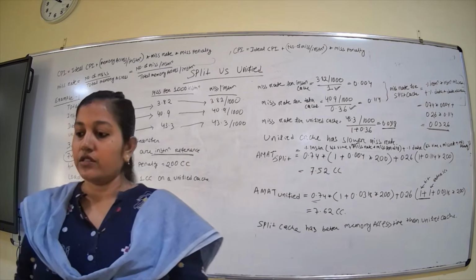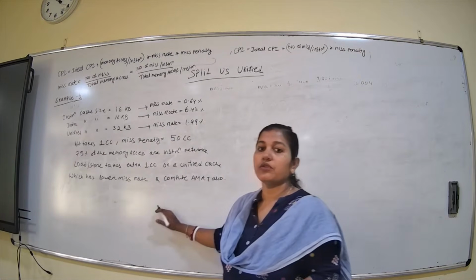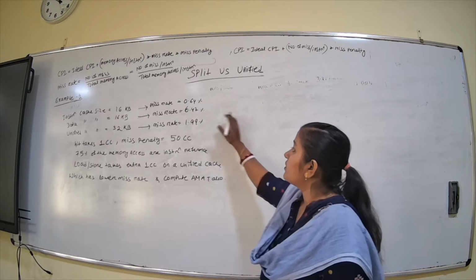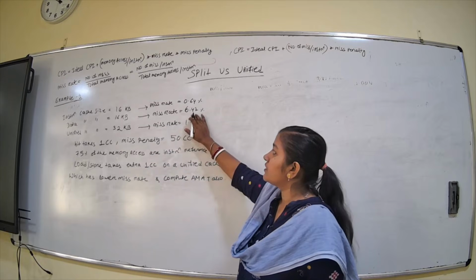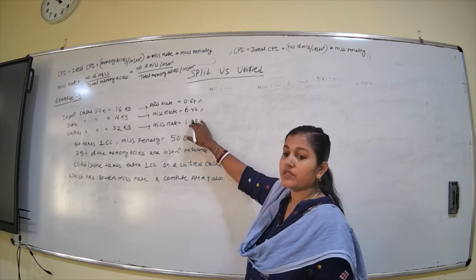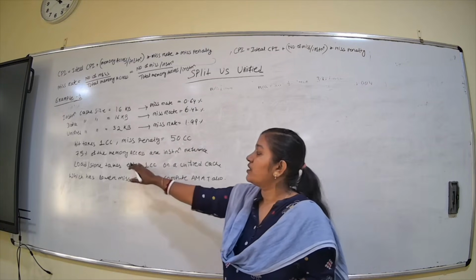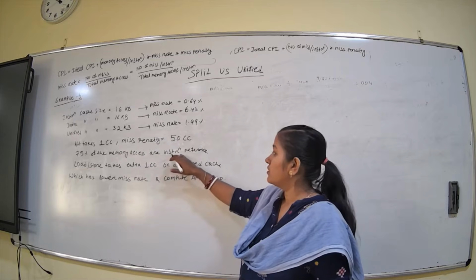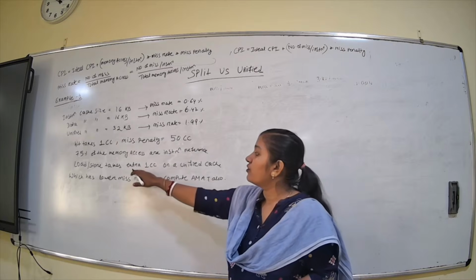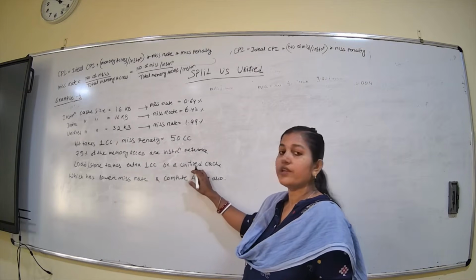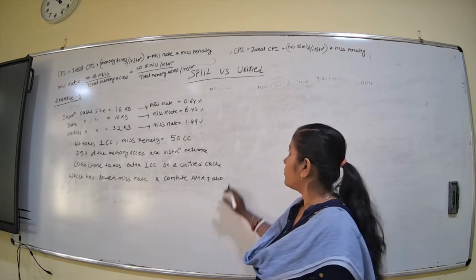Now we'll see another example for this unified versus split. This is the second example. Here the instruction cache size is 16 KB, miss rate is given; data cache size 16 KB, miss rate is given; unified cache size, miss rate is also given. The hit takes 1 clock cycle, miss penalty takes 50 clock cycles, and 75% of the instructions are references. That means 75% of memory accesses are instruction references. Load and store take an extra 1 clock cycle in the unified case.